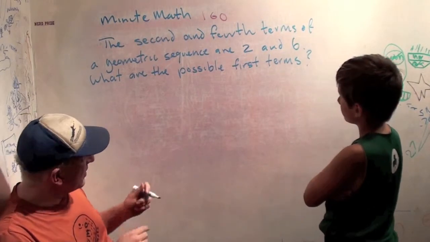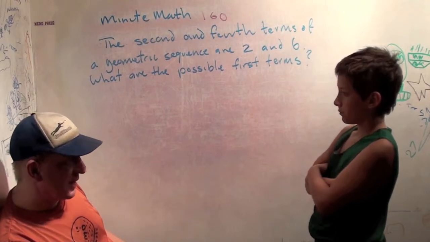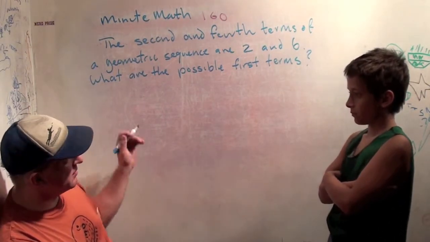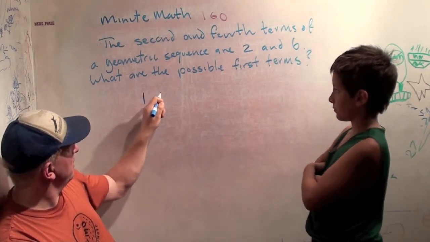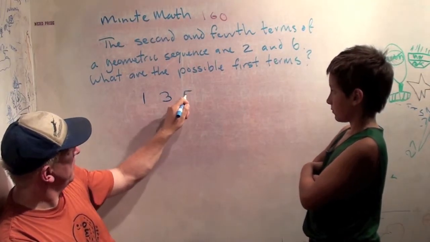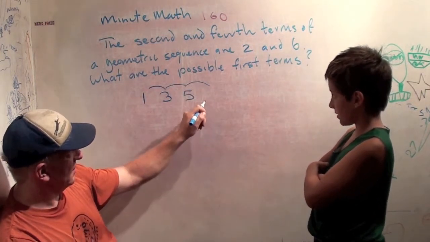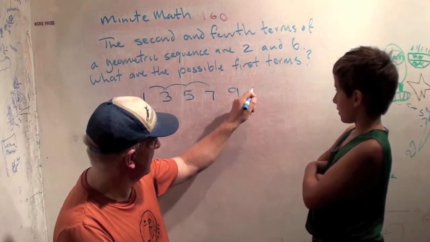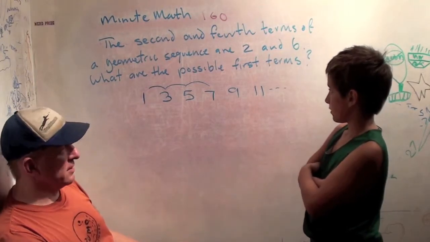Let's talk about sequences really quick. There's something called an arithmetic sequence, and what arithmetic sequence means is you add the same number to every term to get the next term. So 1, 3, 5. I just keep adding 2 every time. The next term would be 7, then 9, then 11, and so on. That's called an arithmetic sequence.